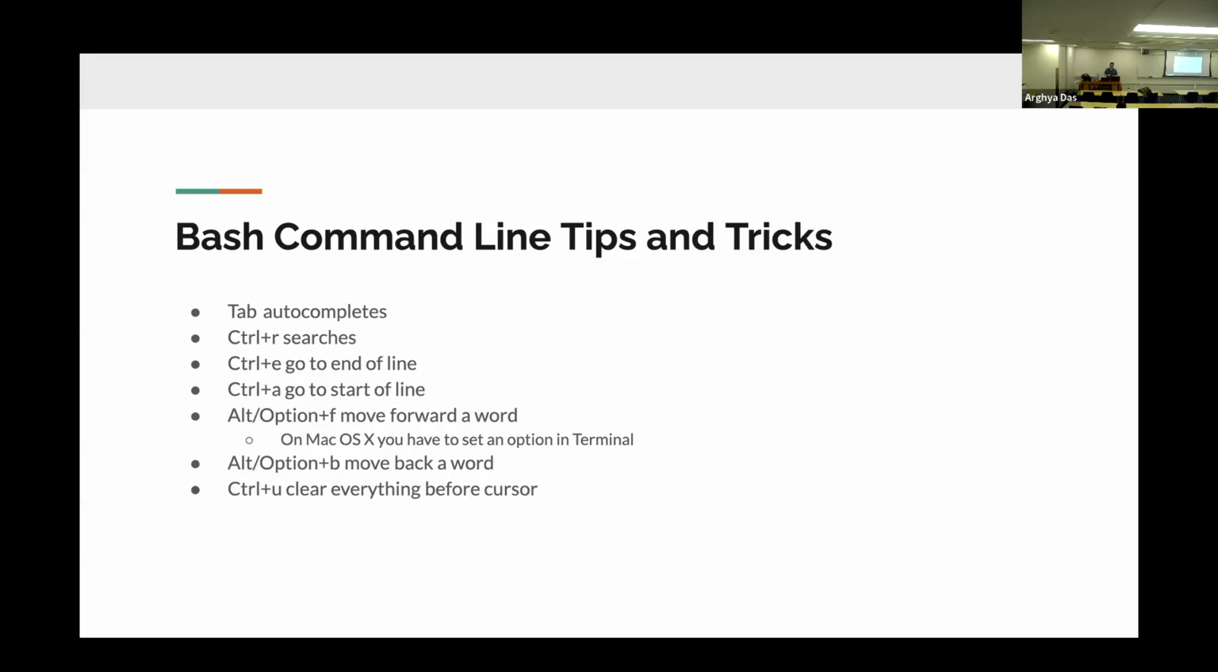Hitting Control+R will search your history for commands. This can be really useful if you're running a bunch of stuff and you knew that you ran a command 5 or 6 commands ago and you just don't want to have to type it in again. You can hit Control+R, start typing in the command, and it should find the last time you ran it.